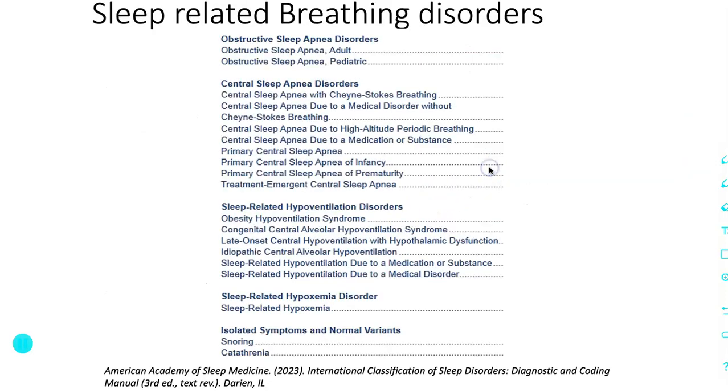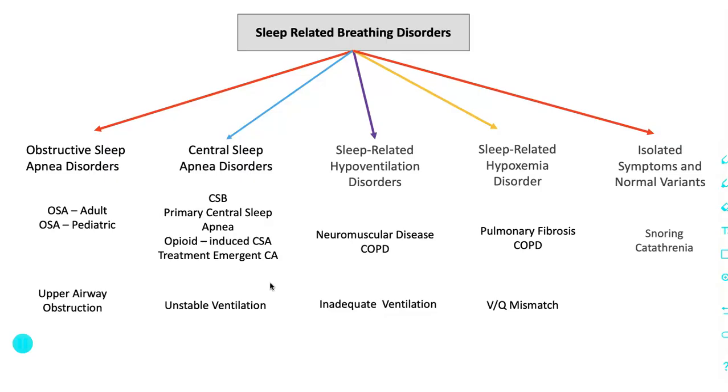When we look at the sleep-related breathing disorders in detail in the same ICSD-3-TR, you can see there are almost 20 plus disorders listed here. We can classify them into 5 major categories or subcategories. The first category, obstructive sleep apnea disorder, is caused by upper airway obstruction, and the classifications include OSA adult and OSA pediatric. If I'm not mistaken, this is the only sleep disorder mentioned in the ICSD-3 which has an adult and pediatric subclassification.